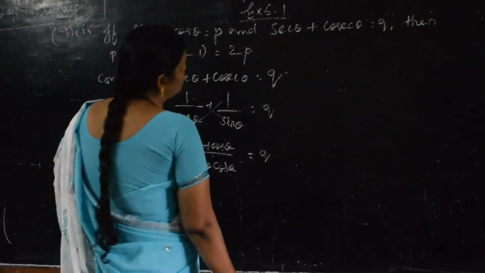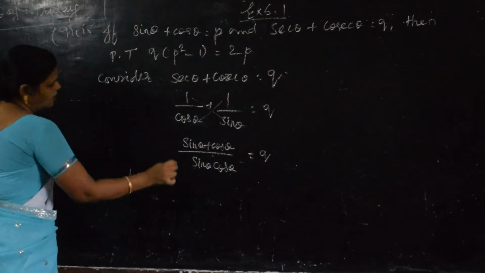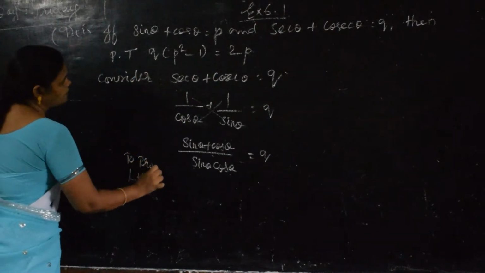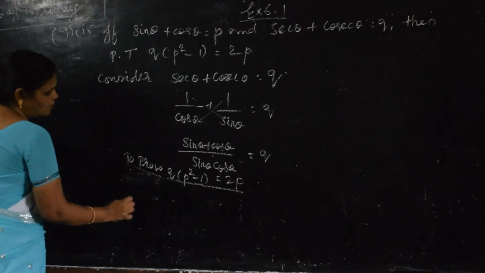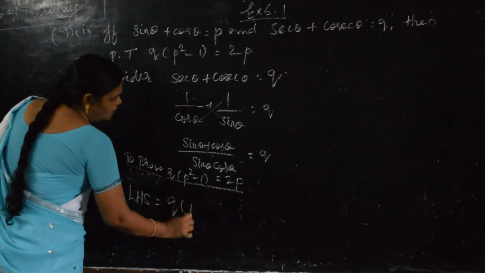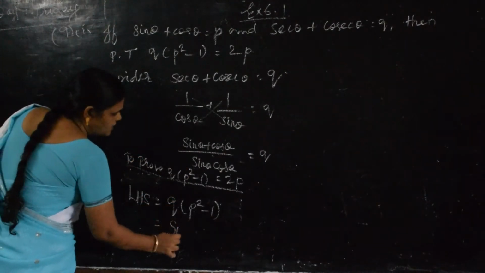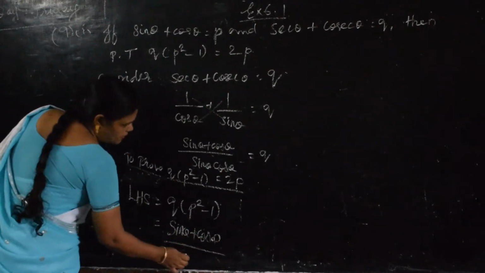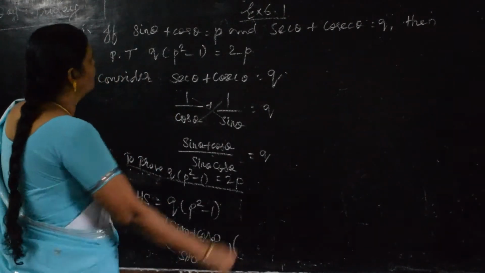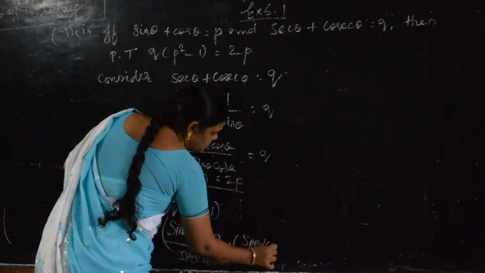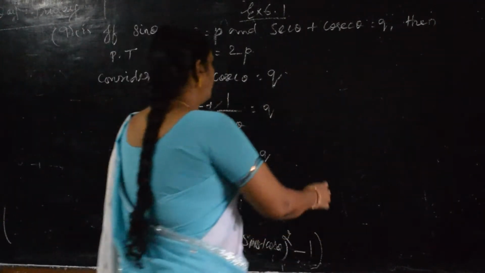So now, what we have to prove? To prove Q into P square minus 1 is equal to 2P. So let me consider the LHS. Your LHS is Q into P square minus 1. So what is the Q? Q is sin theta plus cos theta divided by sin theta cos theta, and P square is sin theta plus cos theta the whole square, minus 1. Now we expand it.